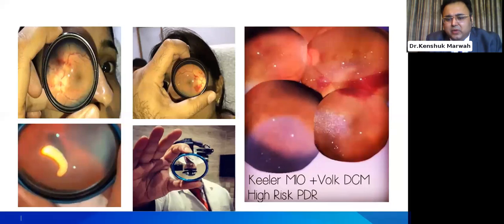And the other image is of what we regularly face and have a battle to fight as ophthalmologists, and it is our duty to examine diabetic retinopathy patients. I made a collage of images taken through the Volk DCM lens, which gives a higher magnification. These images show proliferative diabetic retinopathy. This patient was later lasered, and his vision was saved.